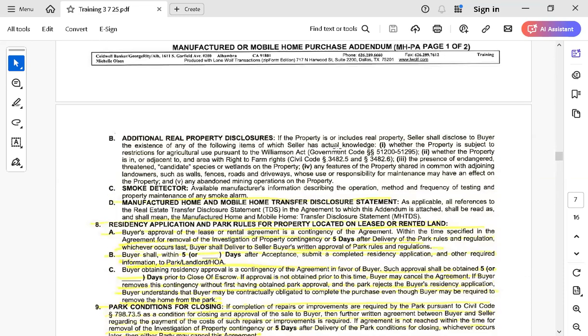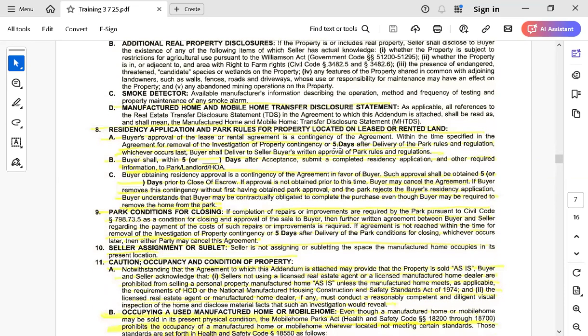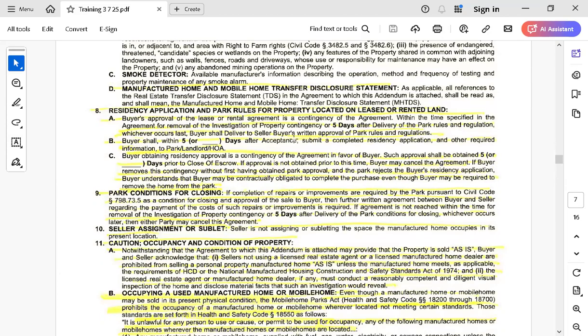So let me come down here. Right here on 8, residency application and park rules located on leased or rented land. Buyer shall, within 5 days after acceptance, submit a completed residency application. Buyer obtaining a resident approval to be living in that park is a contingency. Such approval shall be obtained 5 days prior to close of escrow. If the approval is not obtained prior to this time, the buyer has the right to cancel the agreement.